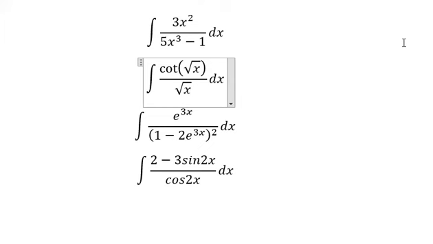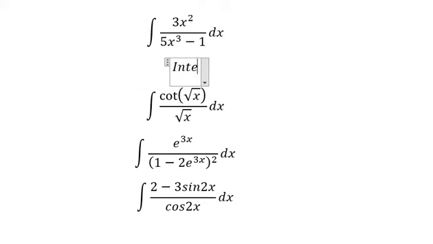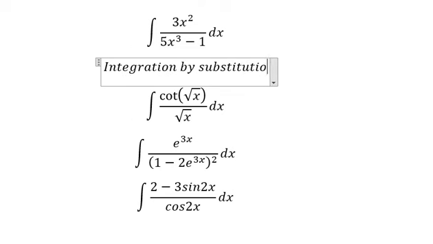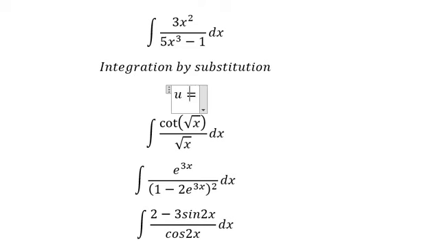The topic today is about integration. So now I will show you how to answer. We need to use integration by substitution. So I will put u equals 5s to the power of 3 minus 1.